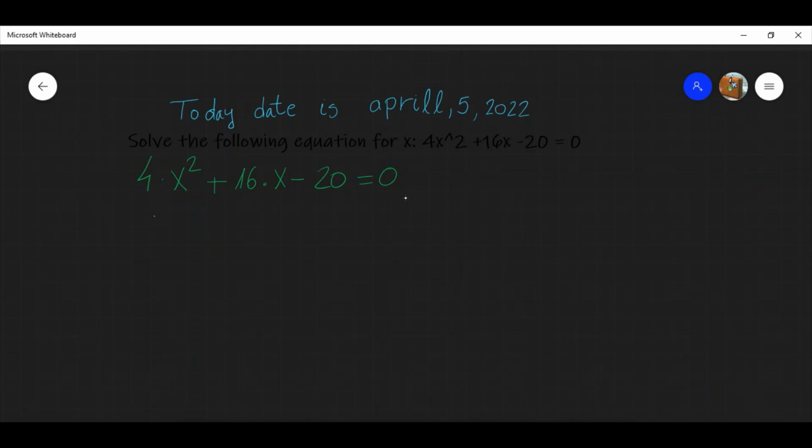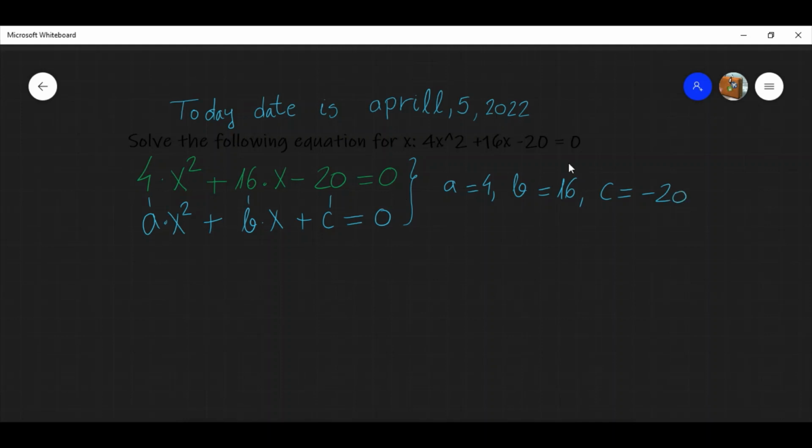Here we have the general formula: ax squared plus bx plus c, that is equal to 0. Now the a value is 4, the b value is 16, and the c value is minus 20. Now we have the coefficient values: a is 4, b is 16, and c is minus 20.